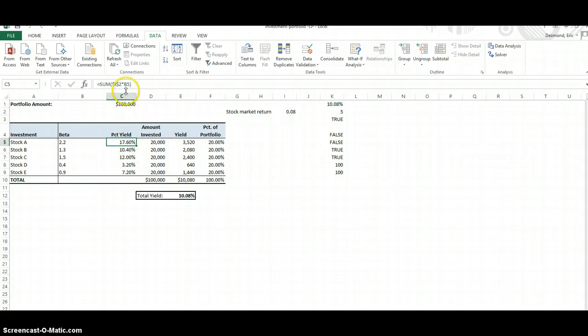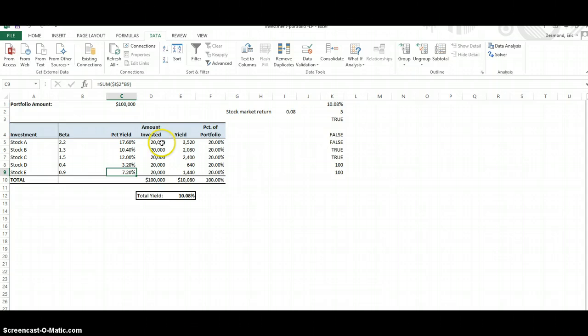As you can see, I2, which is the stock market return, 8%, in relation to the beta. So, for example, if the stock market goes up by 8%, a high beta is going to yield 17.6%. The stock market's yielding 8%. A low risk beta, 0.9, is only going to get 7.2%. That's how beta works in relation to the stock market returns.